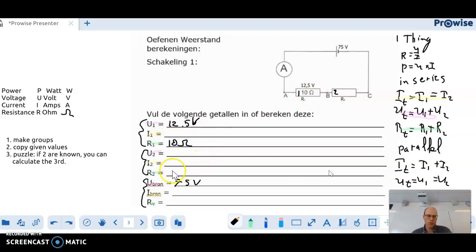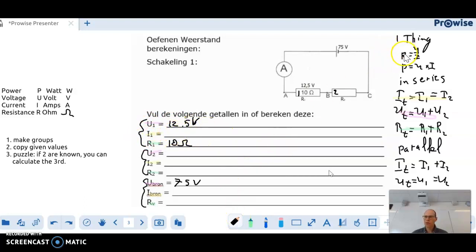After that, we need to puzzle. In each group, if we know 2, then we can calculate a third. There's one exception to the rule, that's the current. Then it's the same, we simply copy. Well, how do we do it? Well, oh hey, in this group with the ones, I have 2, so I can calculate a third. So I can calculate the current.